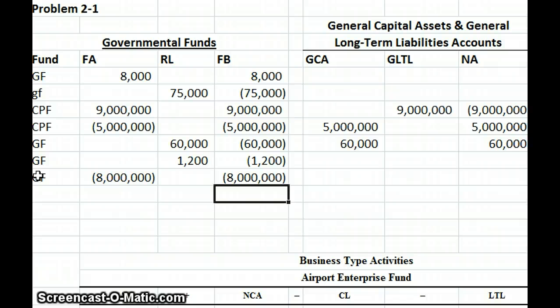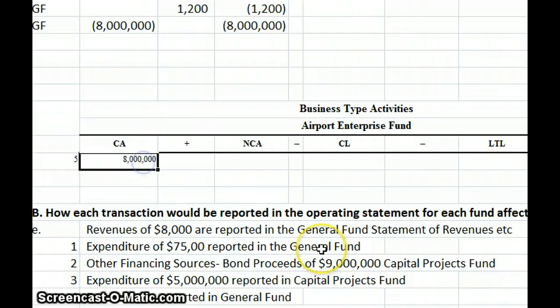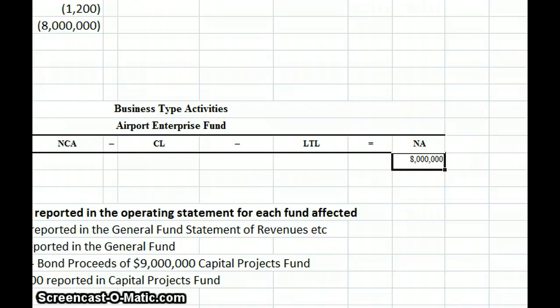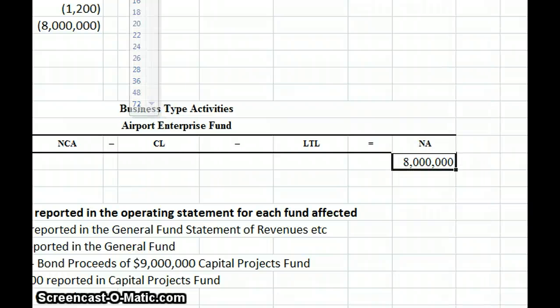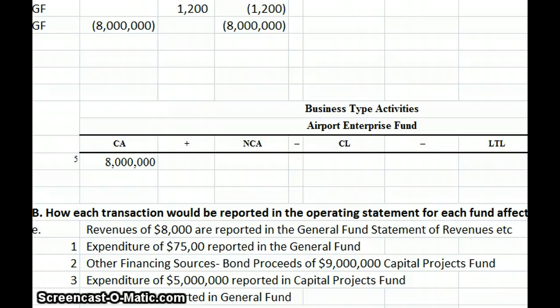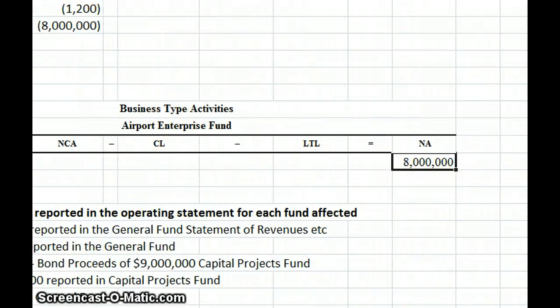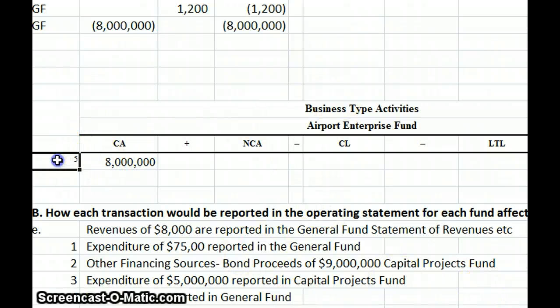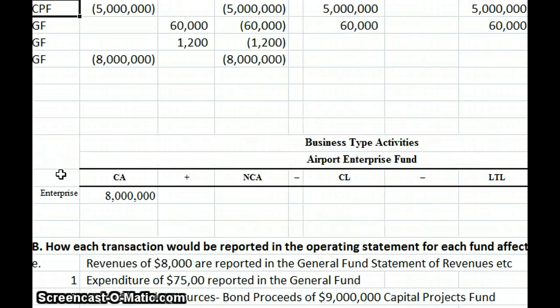Okay, and that's it. Our airport fund, so we're going to set up an airport fund here, and we're going to have $8 million in cash assets. Okay, and then our net assets for that are going to be $8 million. Okay, so we established that. Notice the accounts are set up a little different. We have current assets, non-current assets, current liabilities, long-term liabilities, and net assets. So those are run more on a for-profit basis. This is our enterprise fund.